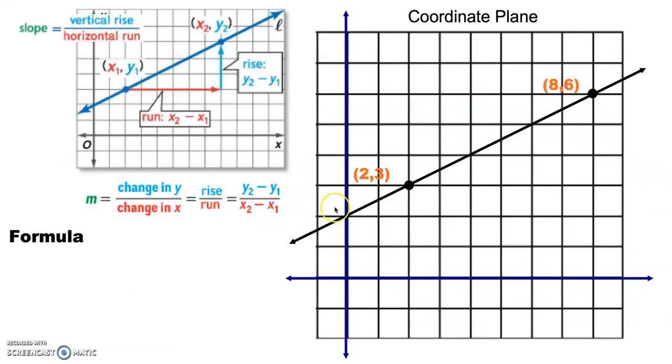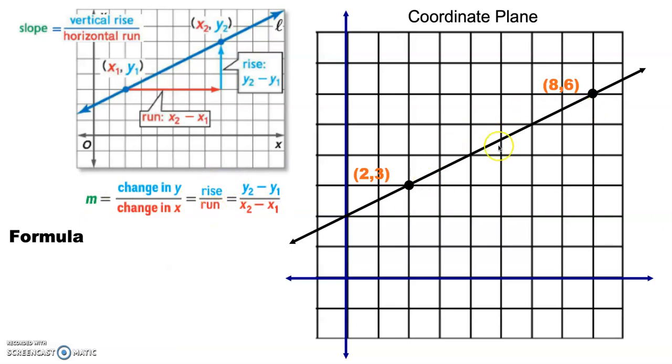Alright, so I have the line here graphed on the coordinate plane. I have the point 2, 3, and 8, 6. The horizontal run is from left to right. The vertical rise is up and down. So using the rise and the run to find the slope, the vertical rise goes on top, the run goes on bottom. So we say the slope is the rise over the run.